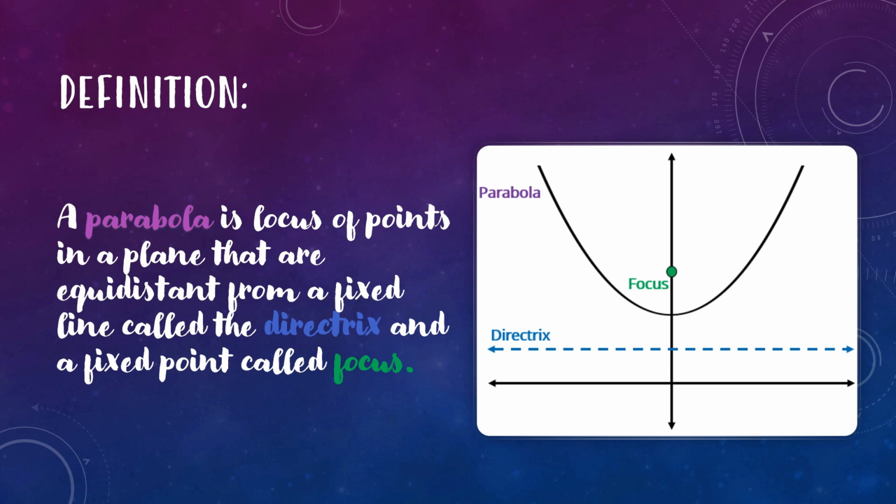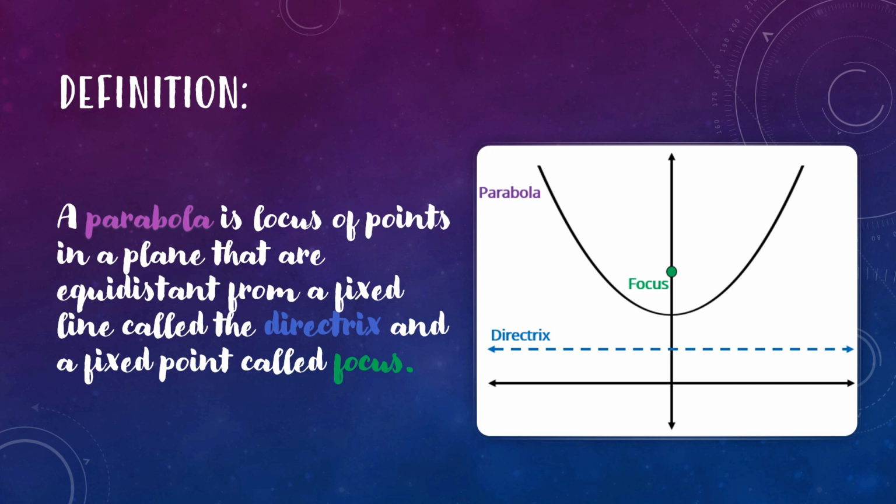Okay, we have here the green point, kanang naa sa opening sa parabola. This is the fixed point which is called the focus. And we also have here kaning line kanang blue nga broken line. That will be the fixed line, which is the directrix.